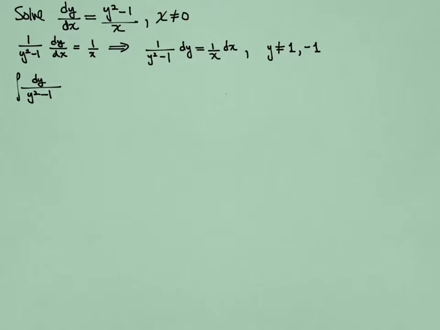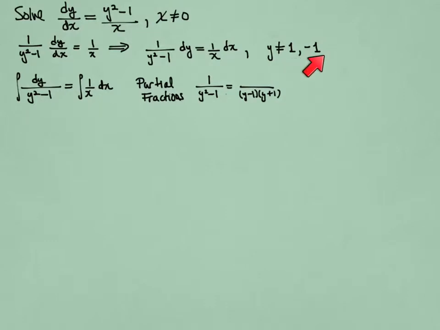On the left side we'll integrate this expression involving y, on the right side just 1 over x dx. The left side will require partial fractions. It's y squared minus 1. That factors into (y minus 1) times (y plus 1). That's why we weren't allowed to have these values of 1 and negative 1 in our solution. This breaks into two terms, y minus 1 and y plus 1. And there will be numerators in the top and bottom, constants a and b. We need to figure out what a and b are.